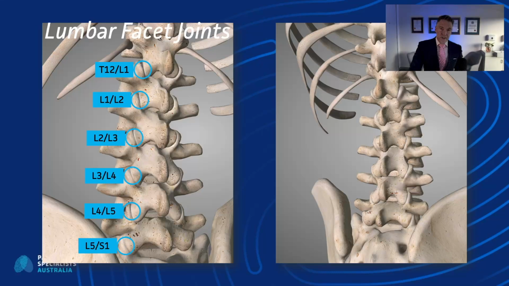So let's have a look at it from the left-hand side. Between T12 and L1 is the T12-L1 facet joint. Between L1 and L2 is the L1-2 facet joint. Between L2 and L3 is the L2-3 facet joint, and so on until you get down to the L5-S1 facet joint, which is the facet joint that connects the lower lumbar vertebra with the sacrum.